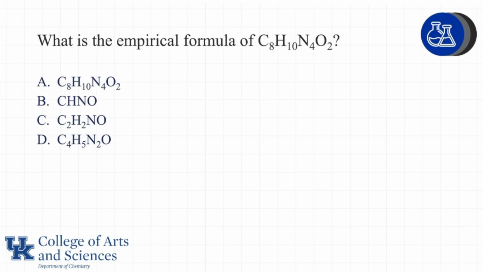What is the empirical formula of C8H10N4O2? When we look at the formula, we can see that all of the subscripts can be divided by 2. Whatever we do to one subscript, we must do the same thing to the others. When I divide that by 2, I get C4H5N2O. So D is the correct answer.